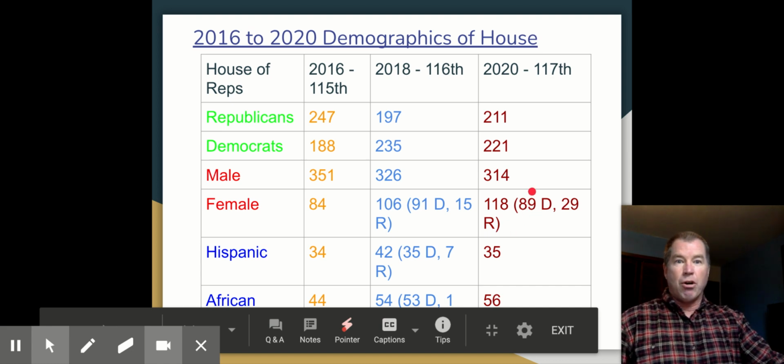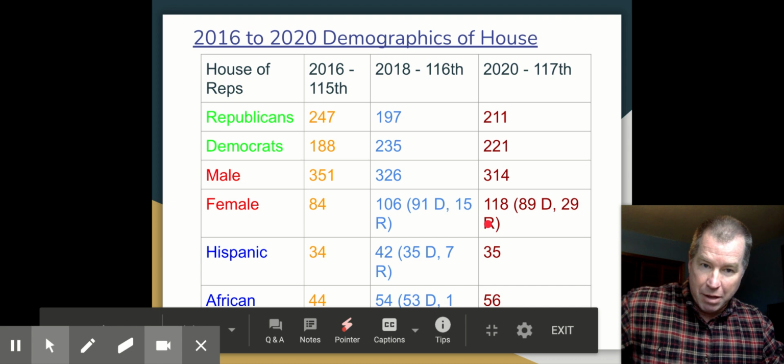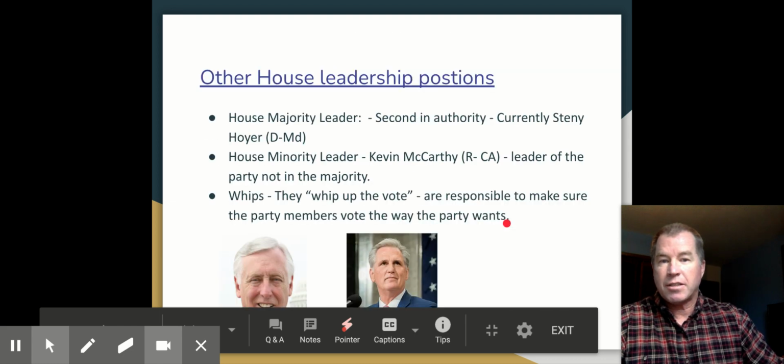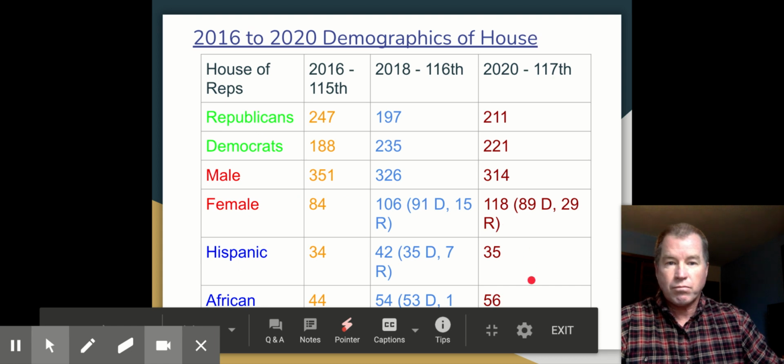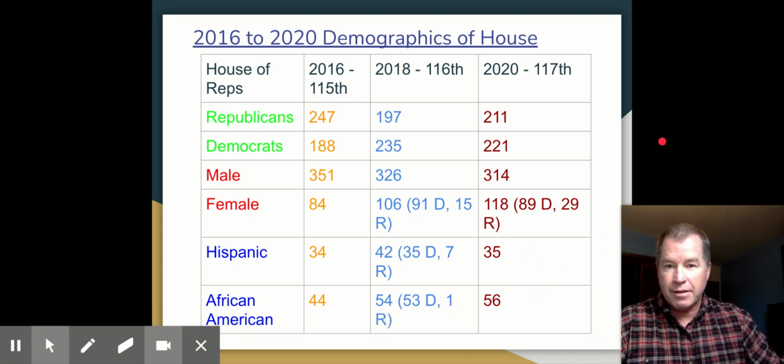And you can see I did a breakdown of the Democrats versus Republicans. Of those 118, the vast majority of them are Democrats. Although Republicans are 29, and last time there was only 15, 14 more female Republicans have joined, and actually 2 less Democratic females. So female Republicans have made some strides forward in the last couple of years.